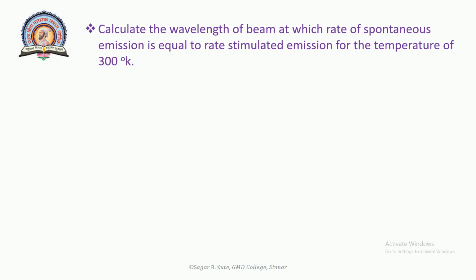Now next example, calculate the wavelength of beam at which rate of spontaneous emission is equal to rate of stimulated emission for the temperature 300 Kelvin. Now in the last numerical we calculated temperature, and in this numerical we will calculate lambda. Given R is equal to 1 by 2, temperature 300 Kelvin and calculate lambda.